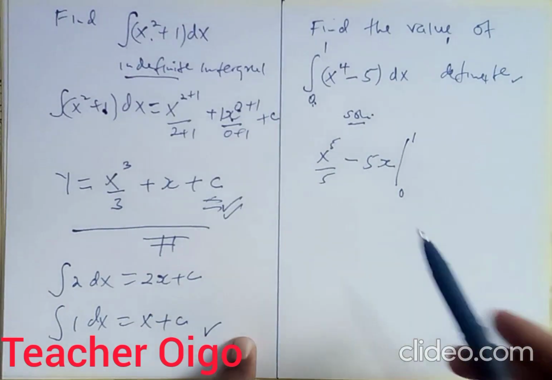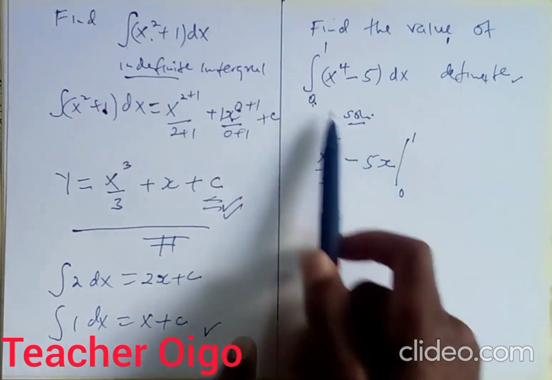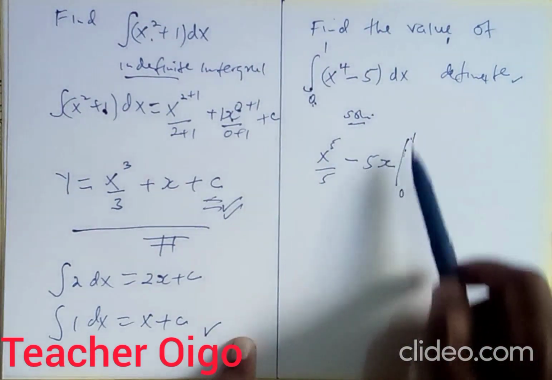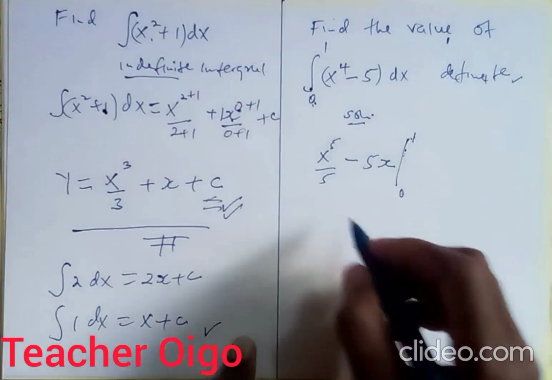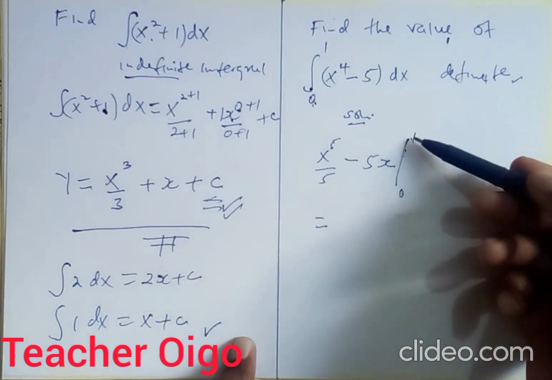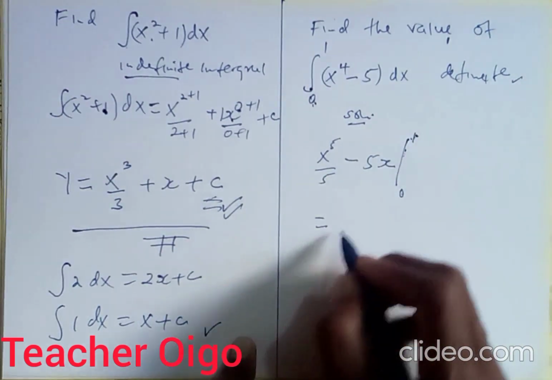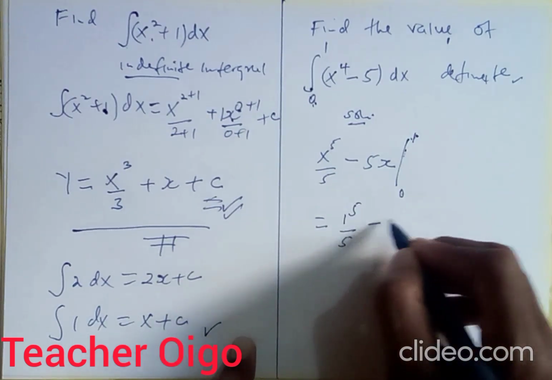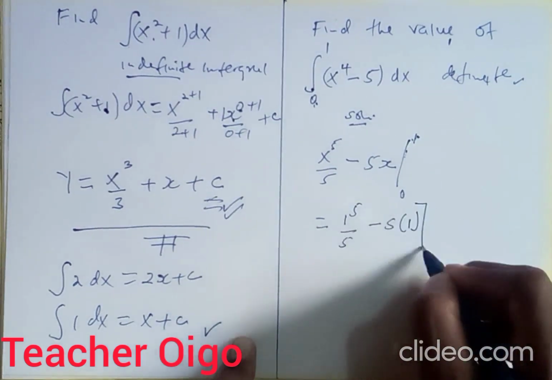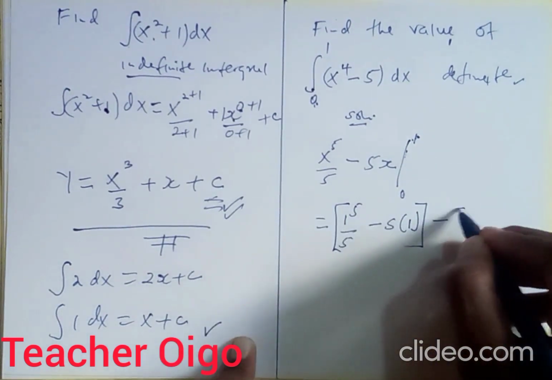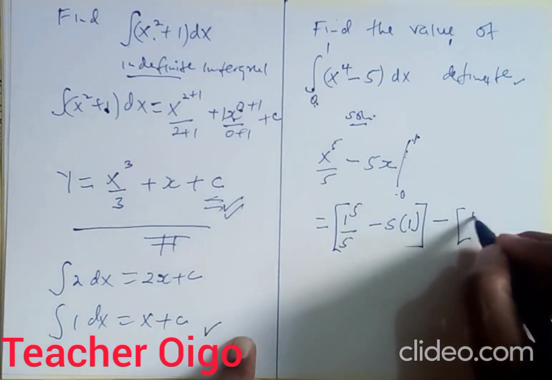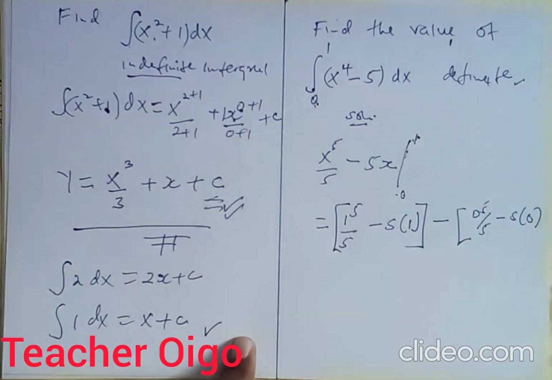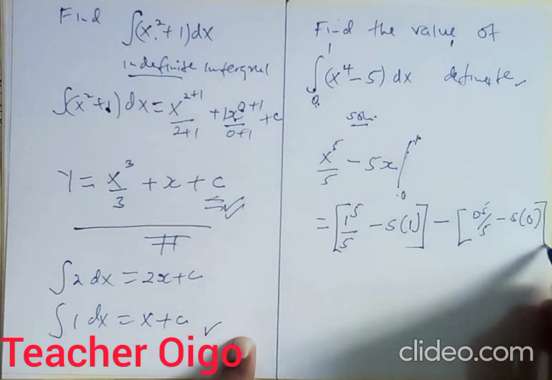Once we do that, remember, after integration, these limits move to the other side as a slash with the limits on the other side. Once you're at that particular point, you substitute with the upper number first, which will be 1 raised to 5 over 5 minus 5 into 1. You close it into bracket minus, then you substitute the lower number, 0 raised to 5 over 5 minus 5 into 0. Then you close the bracket.